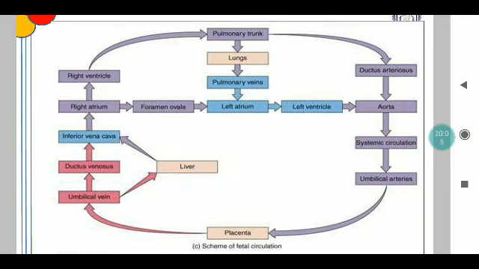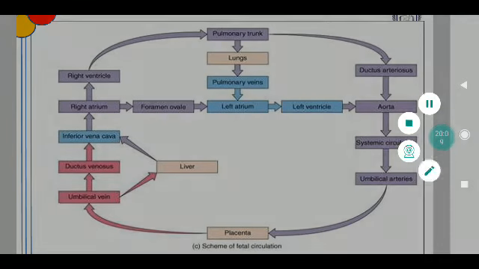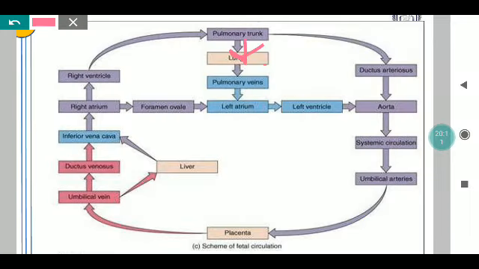Subsequently, through the right atrium to the right ventricle into the pulmonary trunk, and from the pulmonary trunk into the lungs to the pulmonary veins to the left atrium. But from the right atrium, the blood also goes through foramen ovale to the left atrium, and from pulmonary trunk through ductus arteriosus also reaches the aorta.